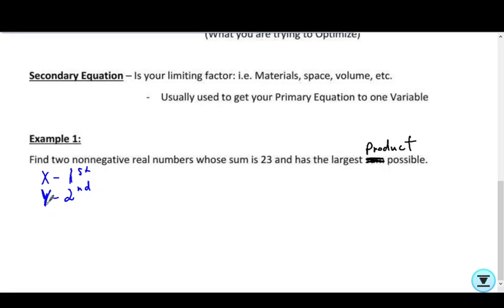Okay, so what are we trying to optimize? Okay, we're trying to find the largest product possible. Okay, so product is what we are trying to maximize, and the product of this is x times y. Okay, that is what we are trying to maximize. We're trying to find the largest product possible.